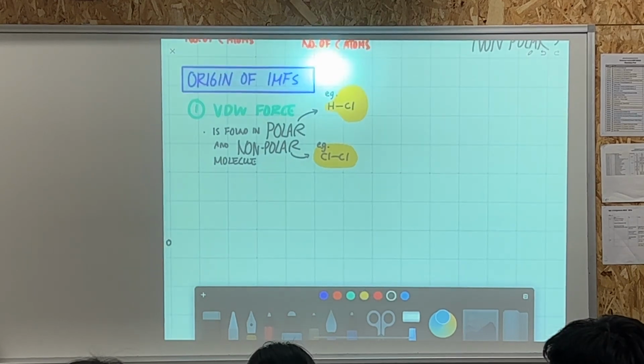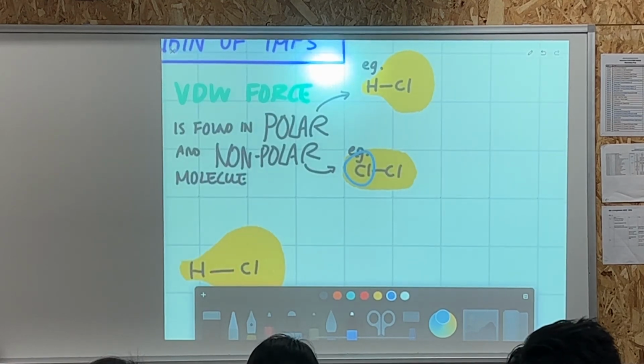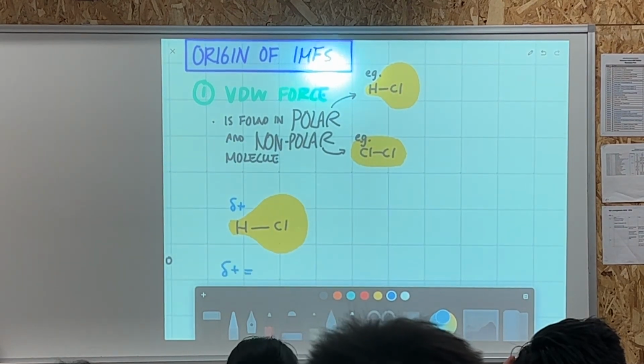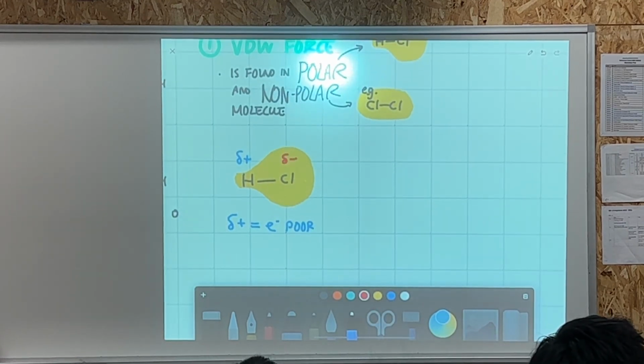When you look at the two HCl molecules, can you tell me which end of the HCl molecule has a positive charge? Which end has a negative charge? H has a positive charge because it has fewer electrons than usual, right? You can think of the electrons around Cl as how many electrons should usually be around an atom. But can you see that this H has less than the usual amount of electrons? As a result, we say this hydrogen has a delta positive charge. Remember, delta positive means electron poor. It's lacking in electrons.